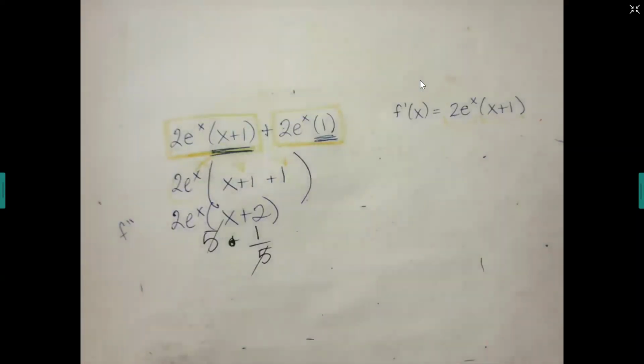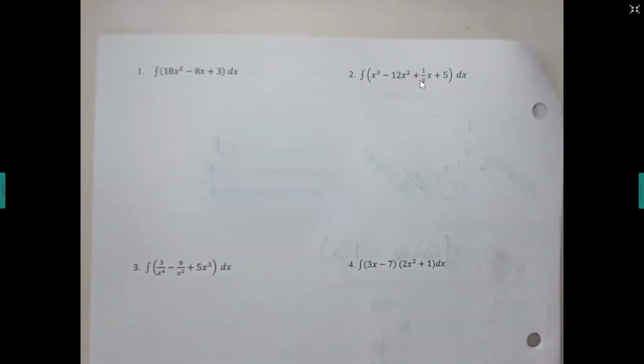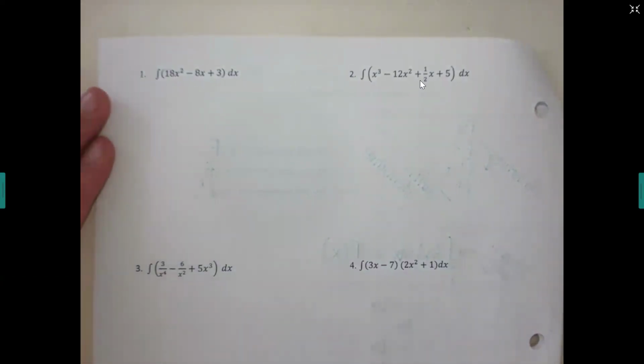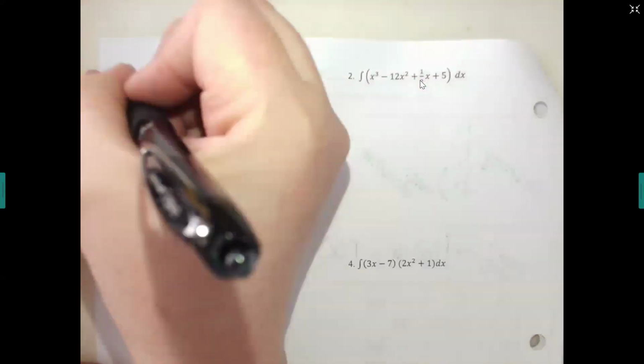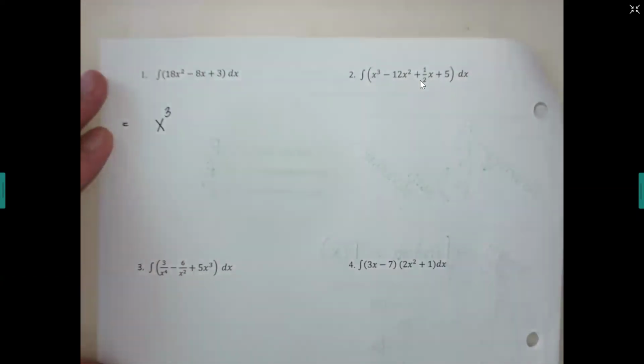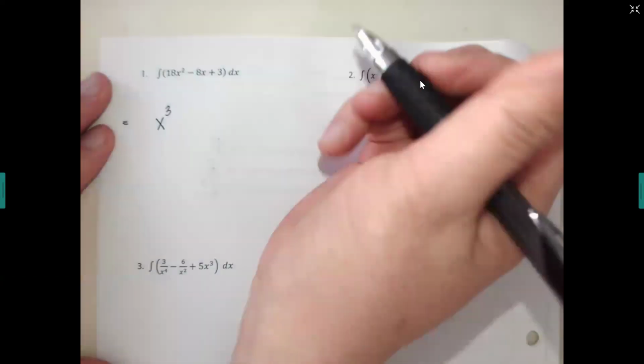Okay, next example, we have an 18x squared minus 8x plus 3. Okay, let's start with our antiderivative. Remember, we're going to add 1, then divide. Okay, what will the first term be when I add 1 to the power? X to the 3. And then I'm going to divide the 3 into the 18. What's that number going to be now? 6.